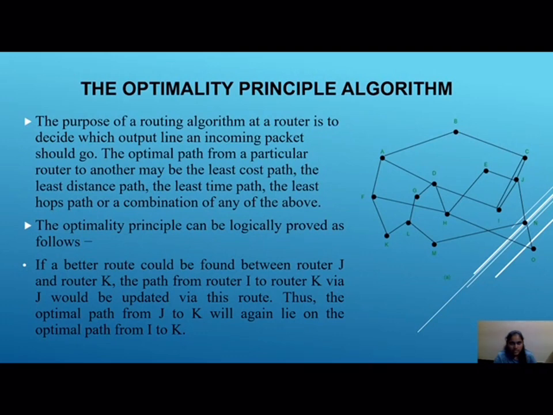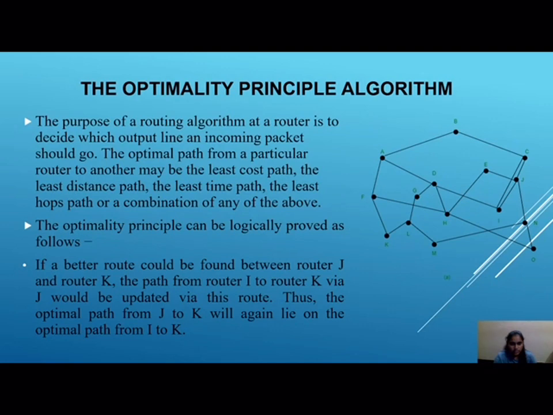The optimality principle algorithm. The purpose of a routing algorithm at a router is to decide which output line an incoming packet should go. The optimal path from a particular router to another may be the least cost path, the least distance path, the least time path, the least hops path, or a combination of any of the above. The optimality principle can be logically proved as follows.